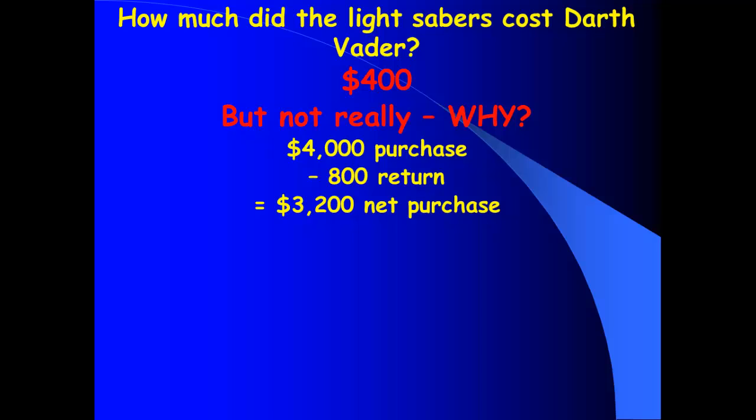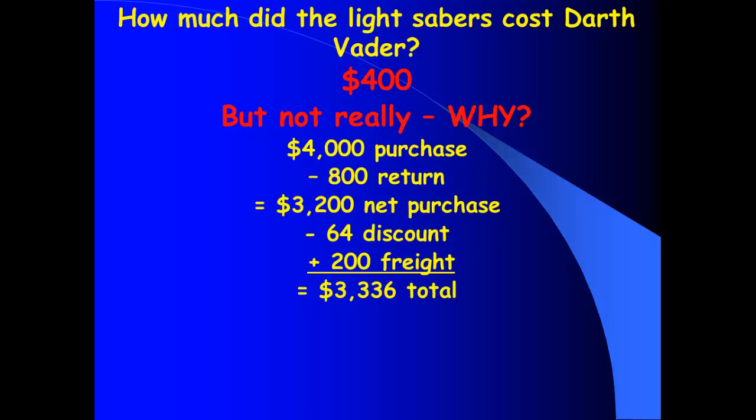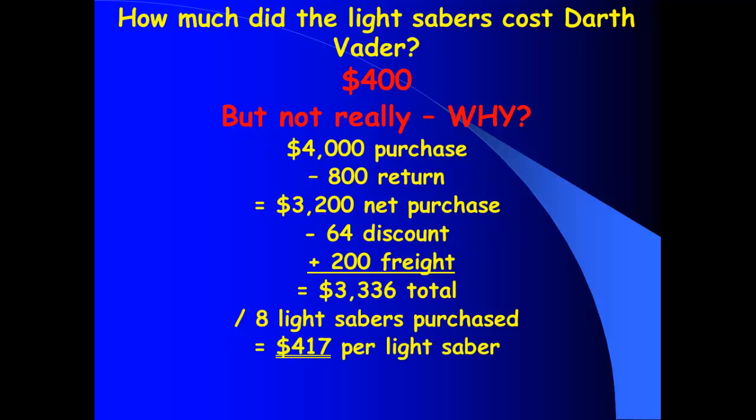But two more things happened that affected the cost of my inventory. First off, I paid in a timely manner so I could take a discount. That reduced the cost of my inventory. Secondly, I had to pay the freight cost to get the items delivered to me. That increased the cost of my inventory. So actually, he paid $3,336 for those 8 lightsabers. Divided by 8 says he really paid $417 each.